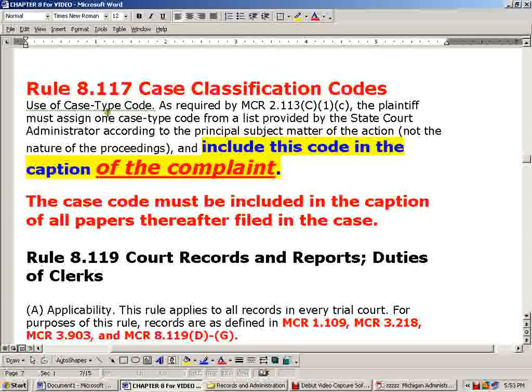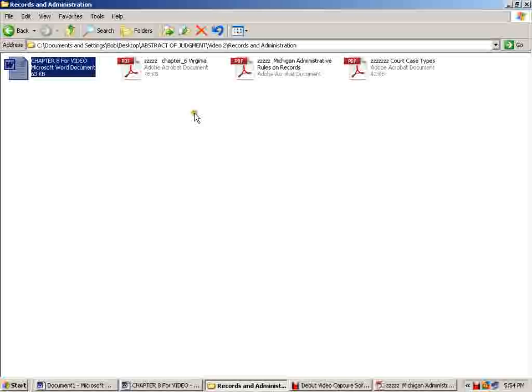Okay, this goes back to those complaints now. Rule 8117, case classification codes. Please pay attention. The use of case type codes as required by MCR. The plaintiff must assign one case type code from the list provided by the state court administrator according to the principal subject matter of the action, not the nature of the proceeding, and include this code in the caption of the complaint. If you don't put the code in the complaint as part of the complaint, they're not going to see it. The case code must be included in the caption of all papers thereafter filed in the case. Let's look at that real quick. What are those? That's these right here.